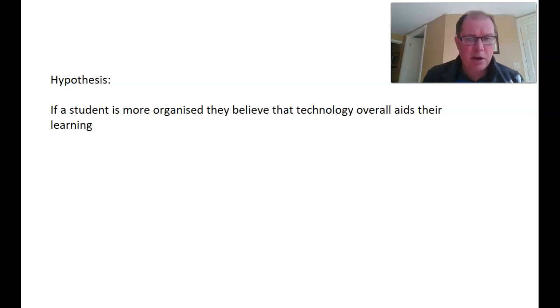So here's my hypothesis. I hope you think it's sensible. If a student is more organized, they believe that technology overall aids their learning. So I'm thinking that the more organized a student can be might explain their opinion of technology helping their learning. So let's have a look at that. Now, the way I've phrased it is I'm using organization to explain their technology aid in their learning. So that means that organization is the explanatory variable. So that goes on the horizontal axis, and it means that their technology overall aiding their learning variable goes on the vertical axis, is the response variable. That's what we're trying to predict. So let's draw the scatter plot and get it the right way around.